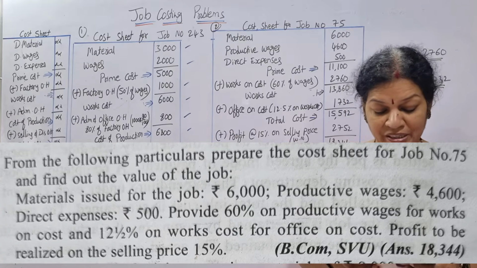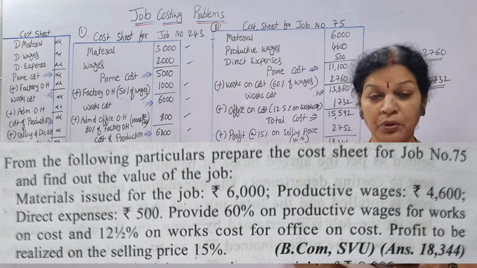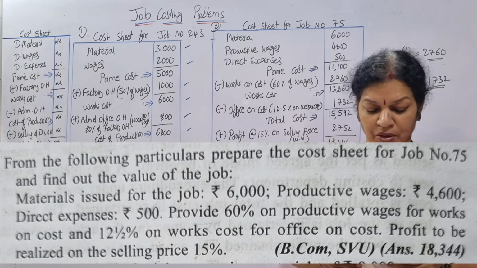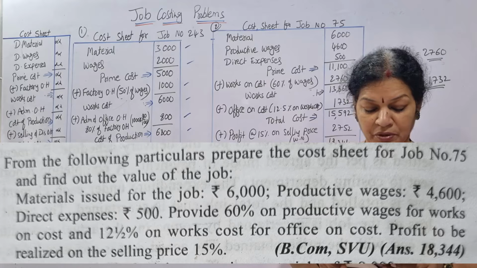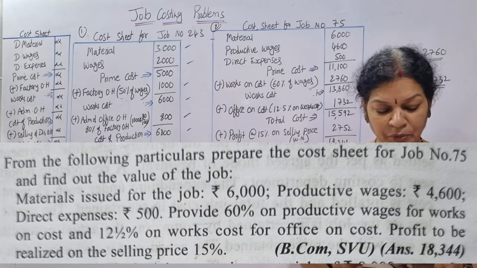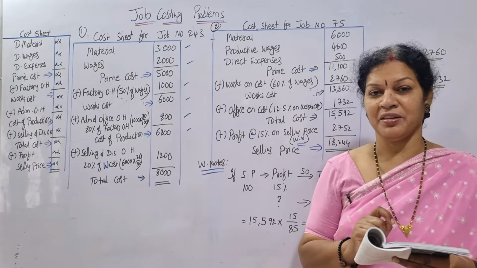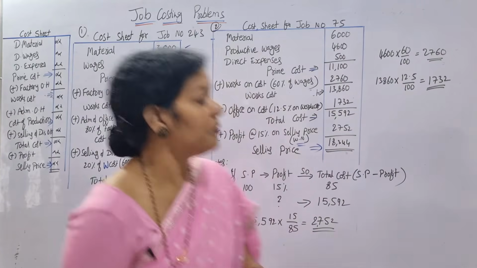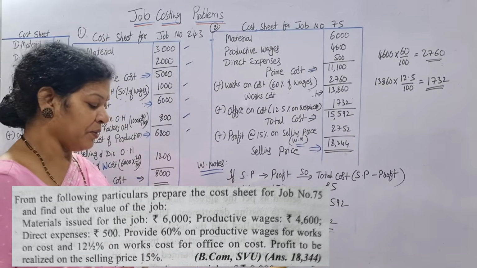Now provide 60% of productive wages for works on cost. It means on factory overheads we have to calculate 60%, and 12.5% on works cost for office cost. Office and administrative expenses are 12.5% on the works cost. Profit to be realized on the selling price is 15%. In the previous problem profit was not given. Now in this problem profit is given to us. How to calculate? Let's see. First thing is that we have to give the heading of the cost sheet for job number 75.